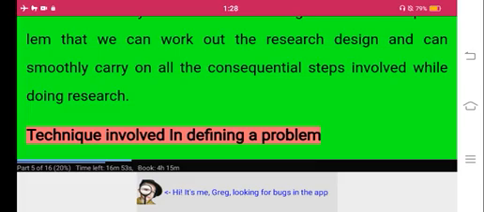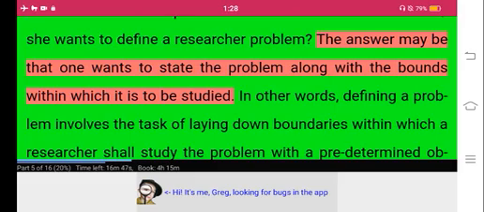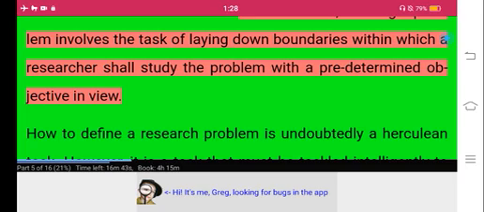Technique involved in defining a problem. Let us start with the question, what does one mean when one wants to define a research problem? The answer may be that one wants to state the problem along with the bounds within which it is to be studied. In other words, defining a problem involves the task of laying down boundaries within which a researcher shall study the problem with a predetermined objective in view.